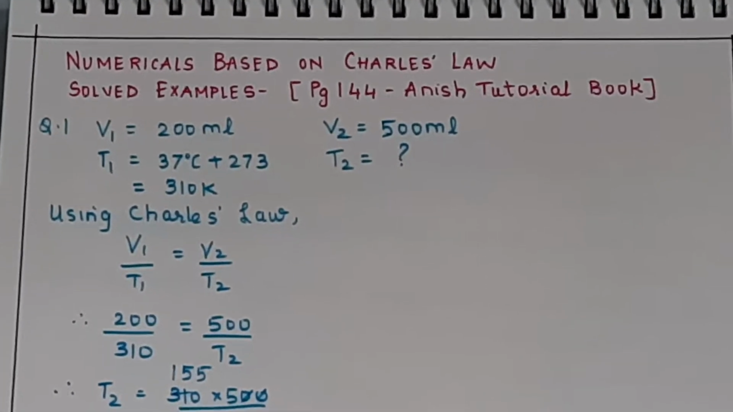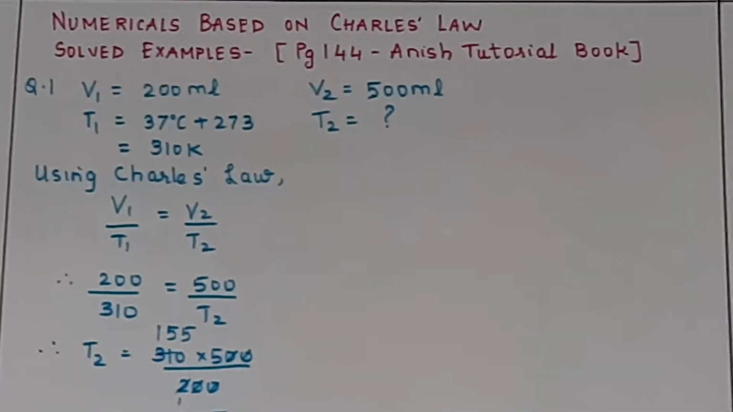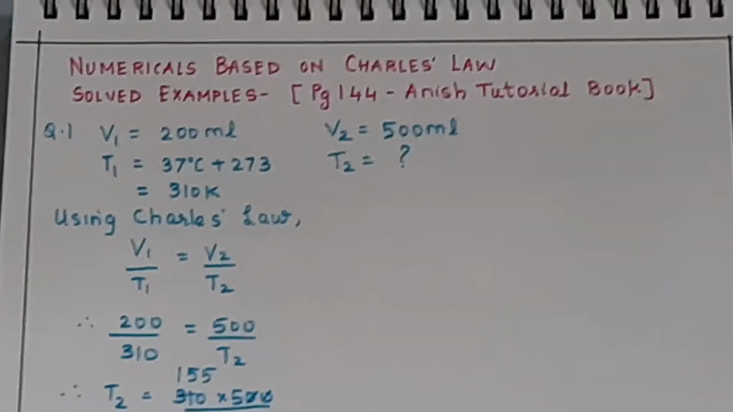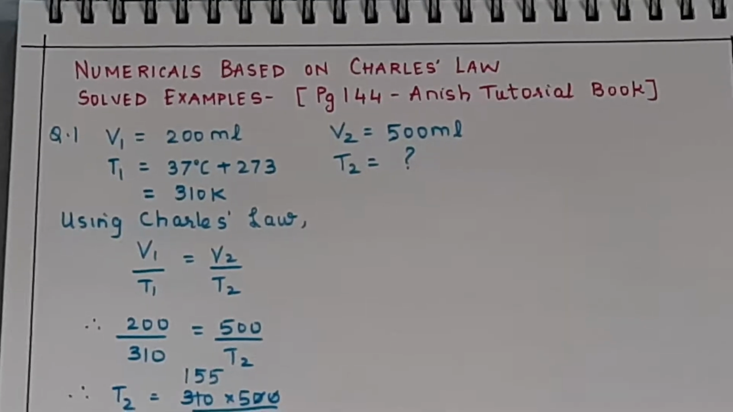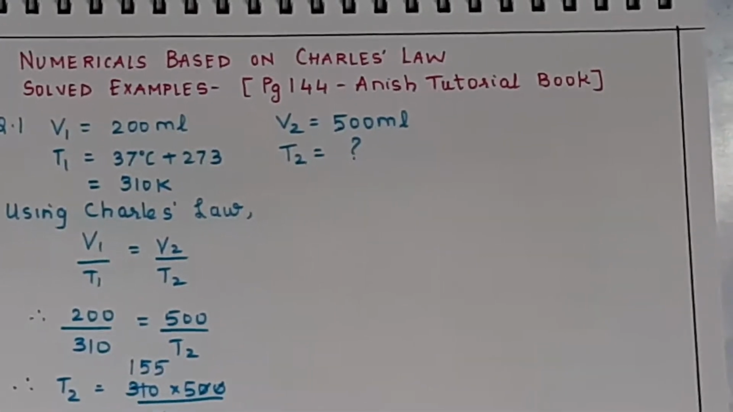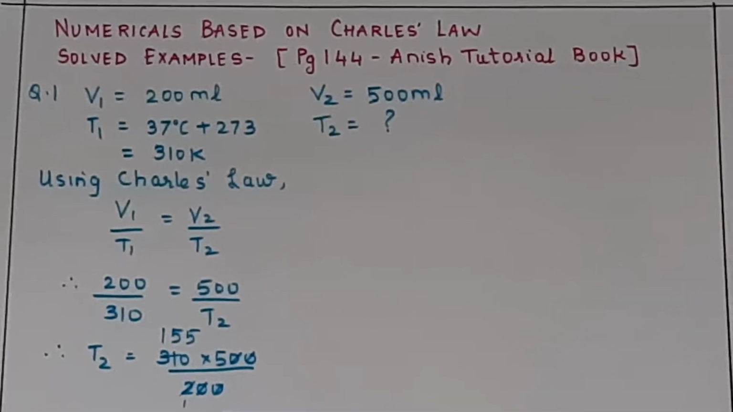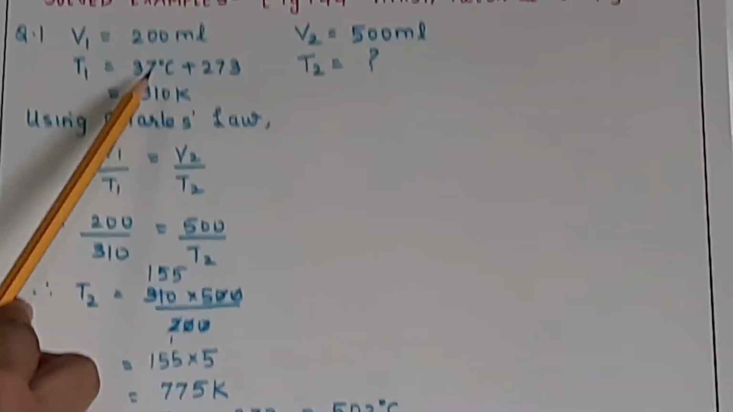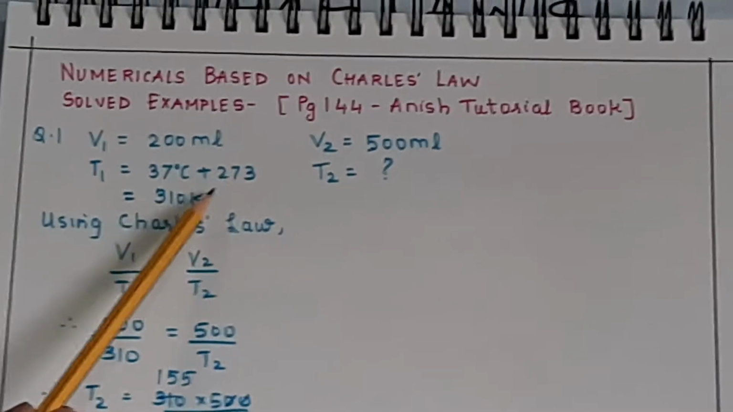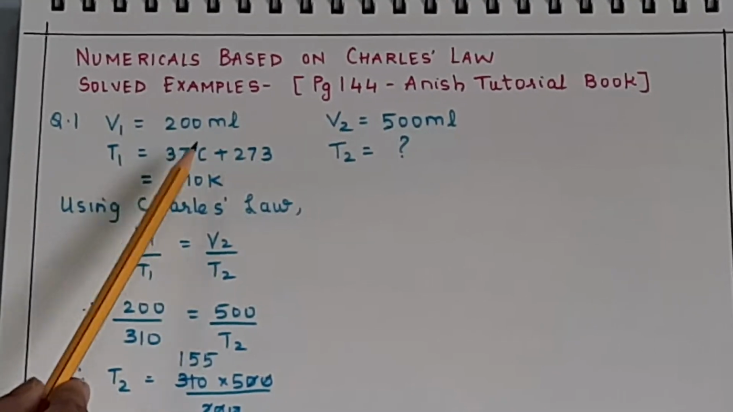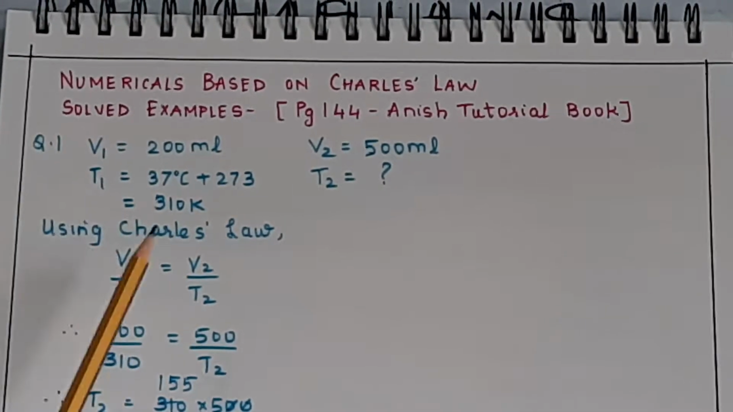A given mass of a gas occupies a volume of 200 ml at 37 degrees Celsius. To what temperature must the gas be heated to make its final volume 500 ml? Assume that the pressure of the gas remains constant. Now here one thing you have to always remember, that your temperatures have to be in the Kelvin scale whenever you are applying Charles' law. So if the temperature is mostly given to you in the Celsius scale, you have to convert it to Kelvin by adding 273. This is a very important aspect. The moment you use just 37, you will get 0 for the sum.